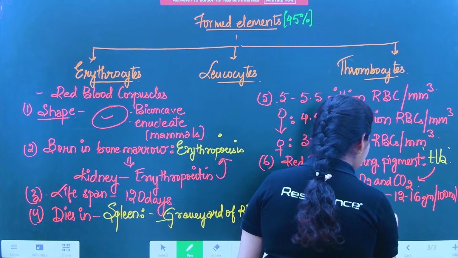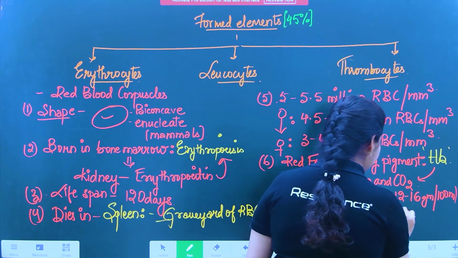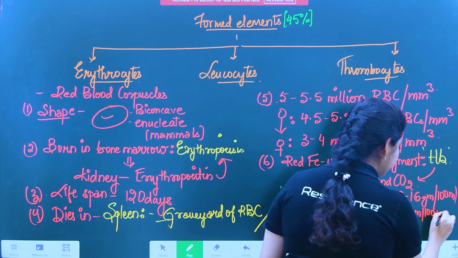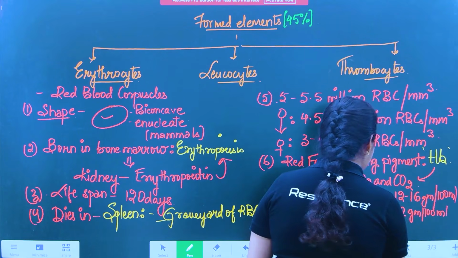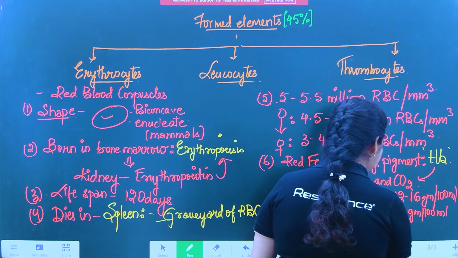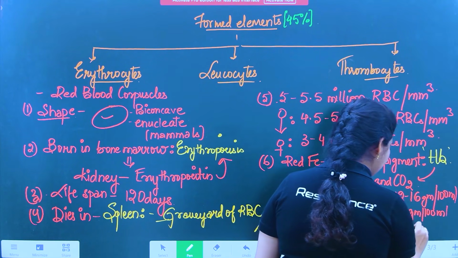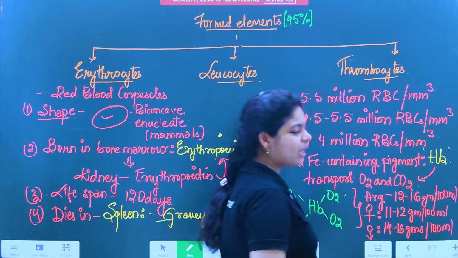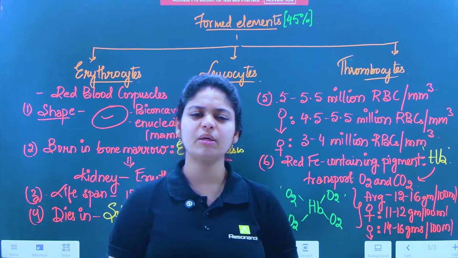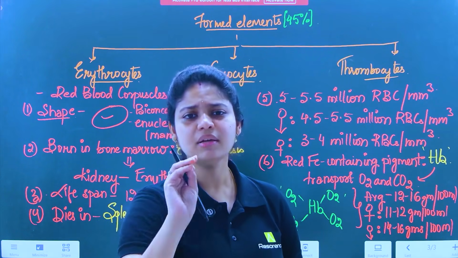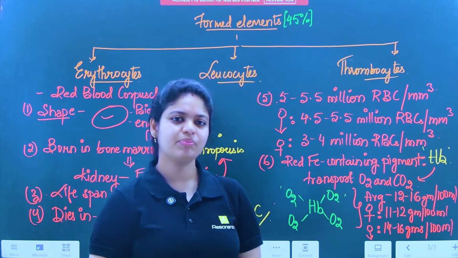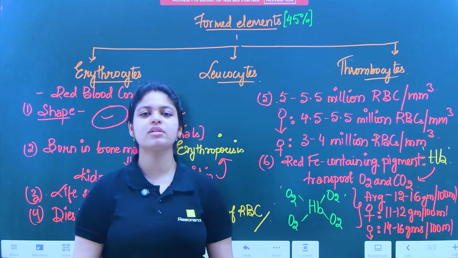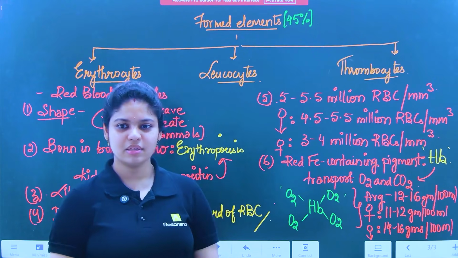In case of female, it is 11 to 12 grams per 100 ml, and in case of male it is 14 to 16 grams per 100 ml. The male will have more hemoglobin when compared to the female. Again, this is because of the menstrual cycle. Got it? Till here, these are the points about erythrocytes.